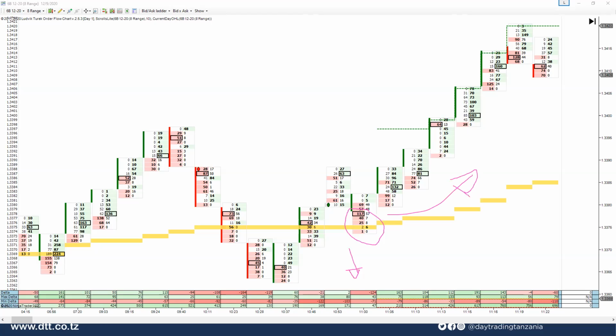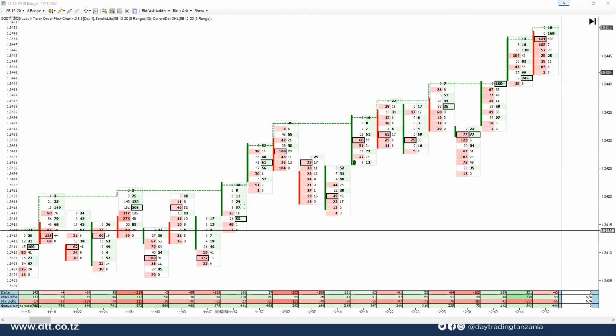Now, another area to look at is when the market came and made a high, why did it turn? Okay, so we made a high the first time, then we extended.